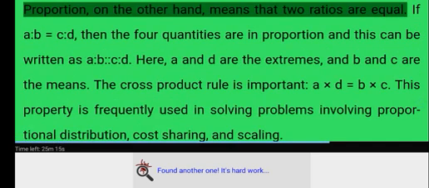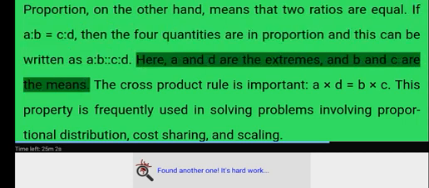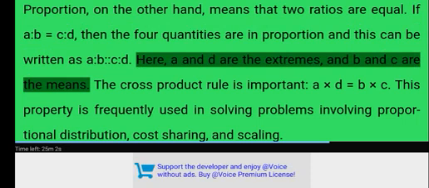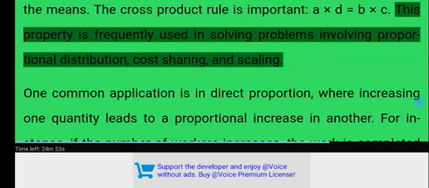Proportion, on the other hand, means that two ratios are equal. If A:B equals C:D, then the four quantities are in proportion and this can be written as A:B::C:D. Here, A and D are the extremes, and B and C are the means. The cross-product rule is important: A times D equals B times C. This property is frequently used in solving problems involving proportional distribution, cost sharing, and scaling.